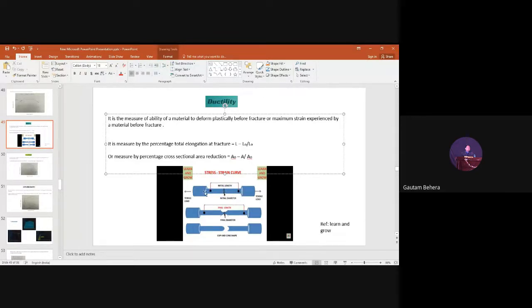So why are we not talking about this one, or this area's cross section? That is for gripping. This area is for gripping. Very good.